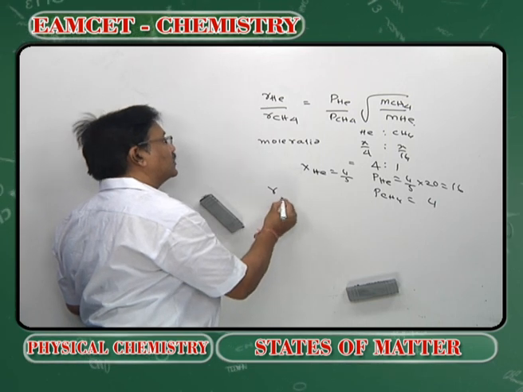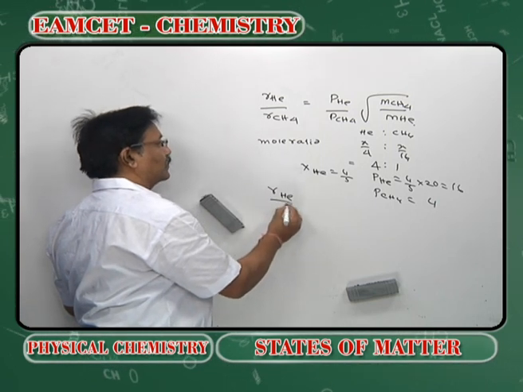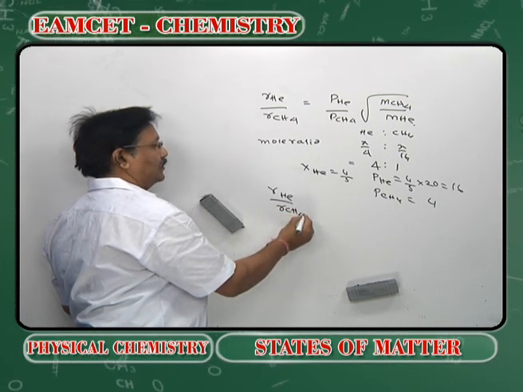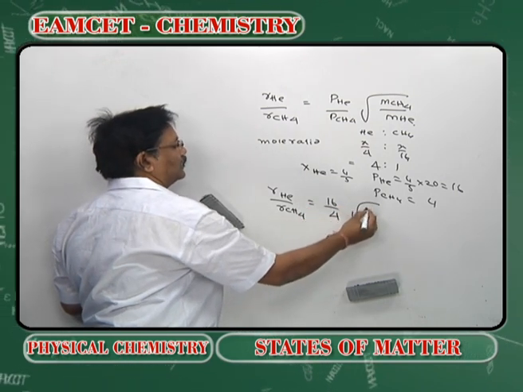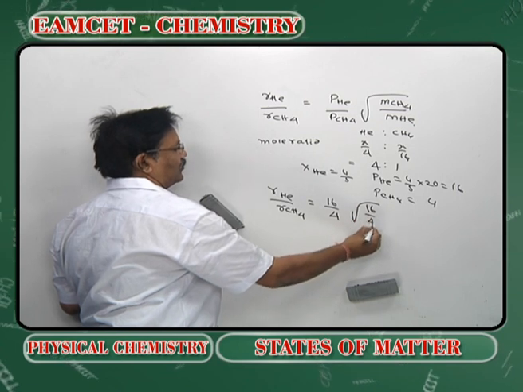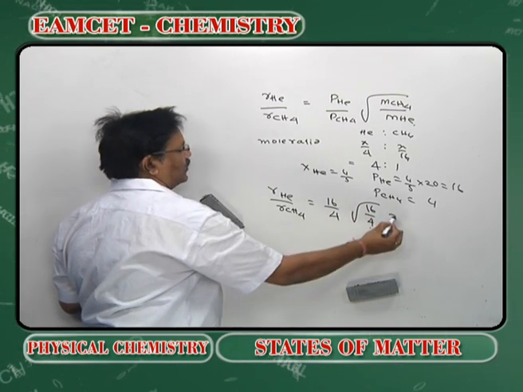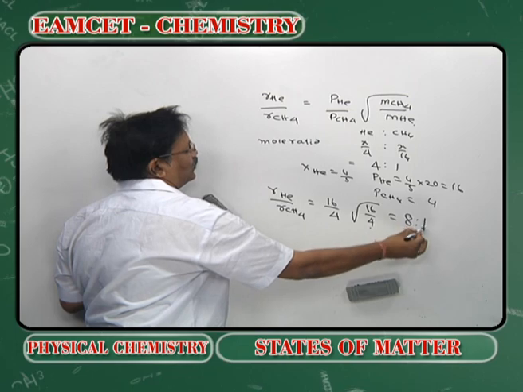Now what is the ratio? 16 by 4 into 16 by 4. The value comes to 8:1.